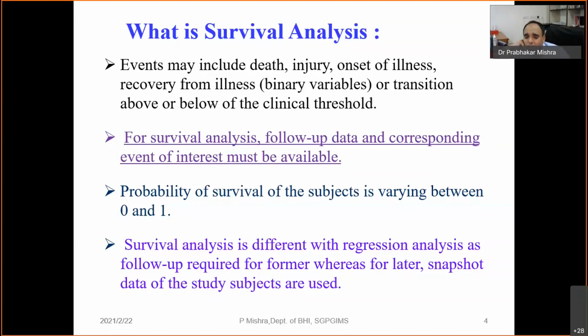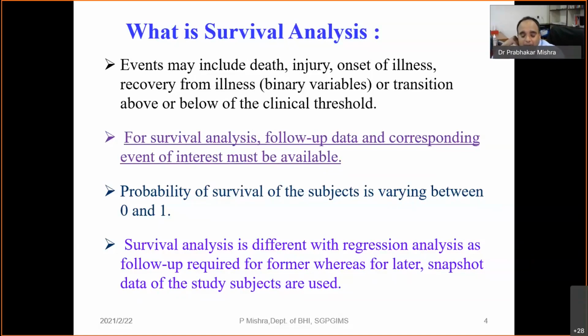So it means that here death is our event of interest. So it is called death-free survival or event-free survival. Usually death-free survival is not a good word, so why do we usually call it event-free survival time, where the event is death.